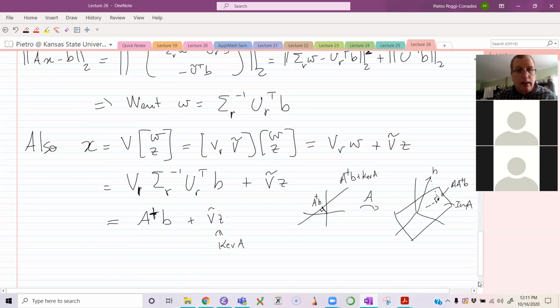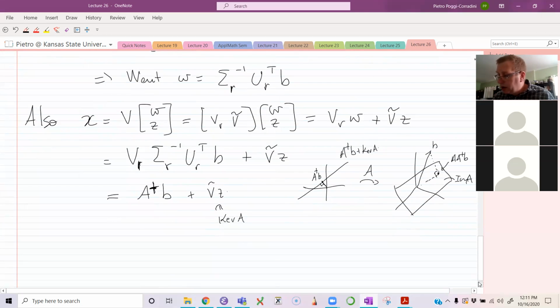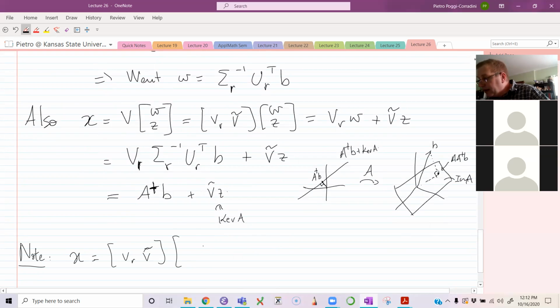So let's show that. So note x is V_R V tilde times this W, which was sigma_R inverse U_R transpose b, and Z, right? So let's compute its norm.